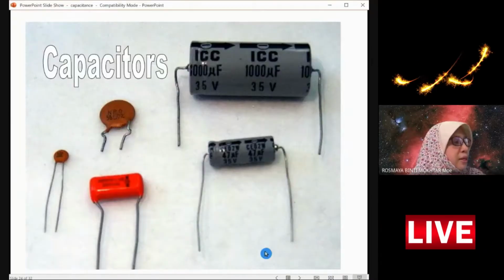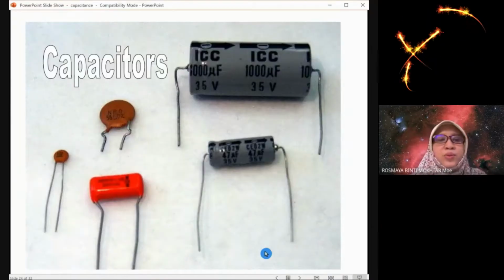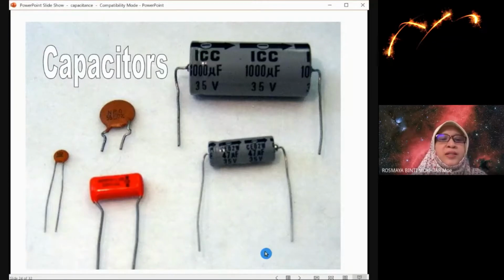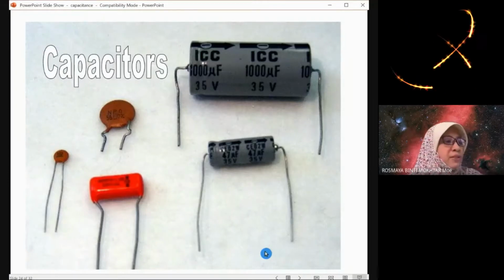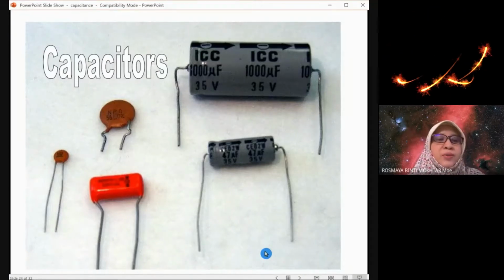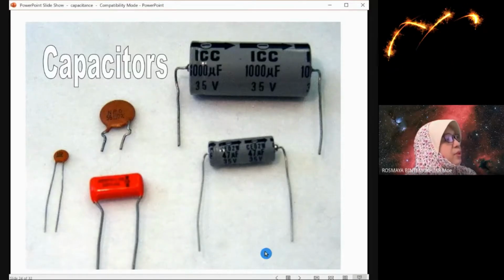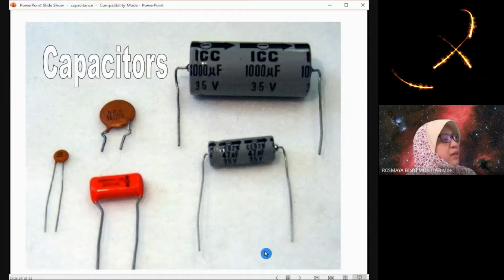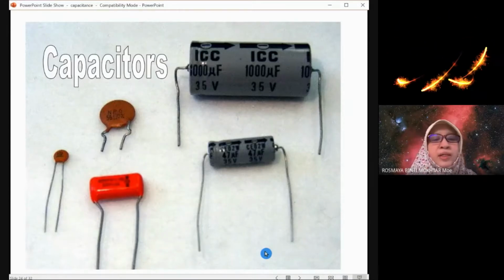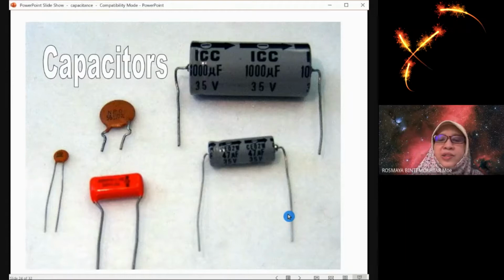So today we will enter chapter 2. The topic for today is capacitors, the main topic. We continue from that day. We have discussed about dielectric. So we continue a little bit on dielectric.